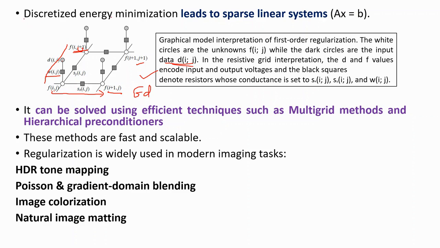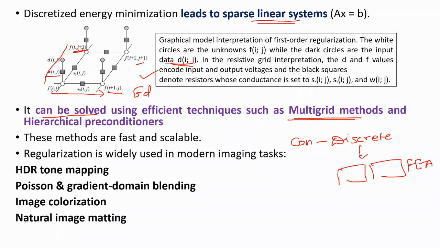Okay, so the discrete energy minimization leads to the sparse linear system. The sparse linear system, I said most of the values are 0, which is not right. It can be solved efficiently using multi-grid methods. So what I said in the beginning, continuous data can be converted into discrete one. This discrete is nothing but formation of grid using finite element analysis. So instead of making one grid, I can make multi-grid methods in order to overcome the sparse problem. Or I can go with some other method like hierarchical preconditioning.